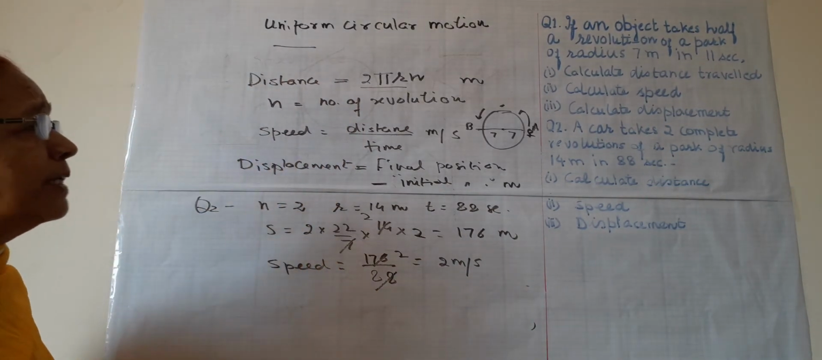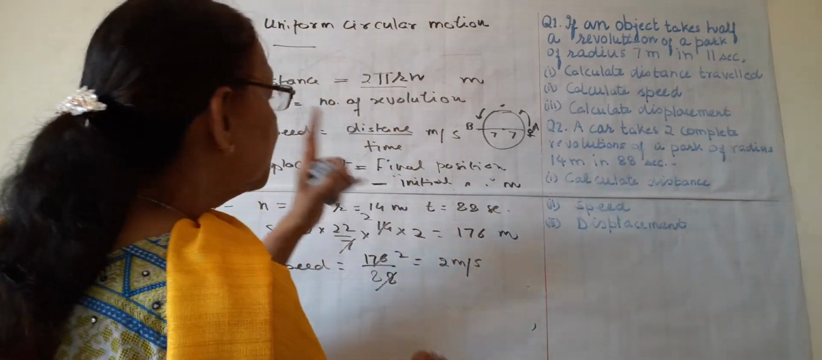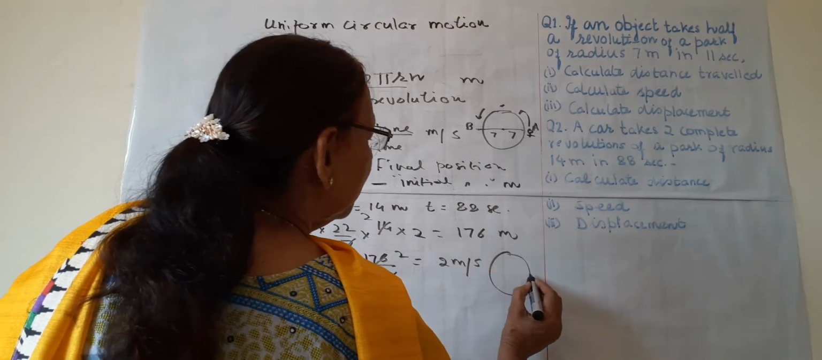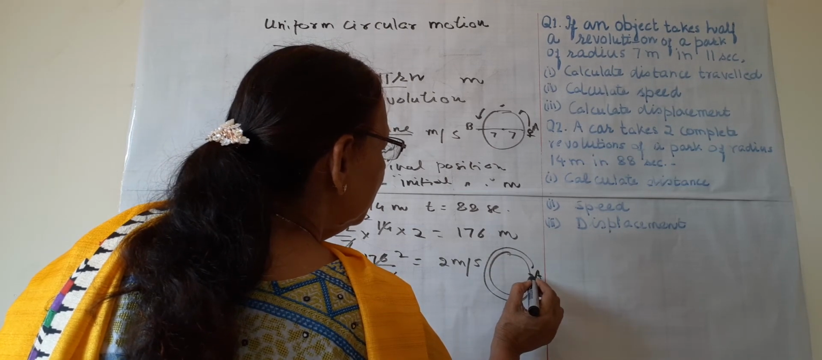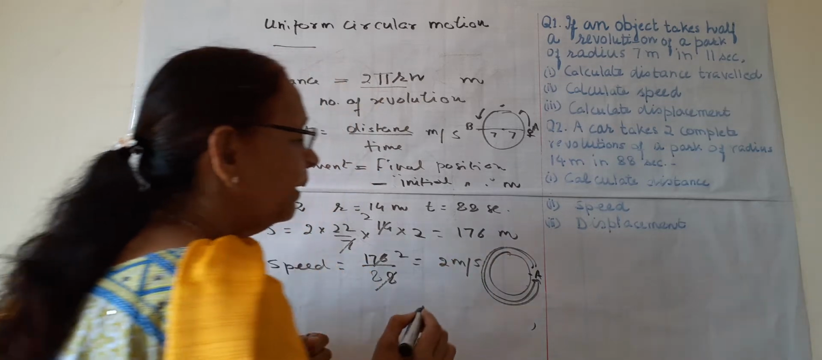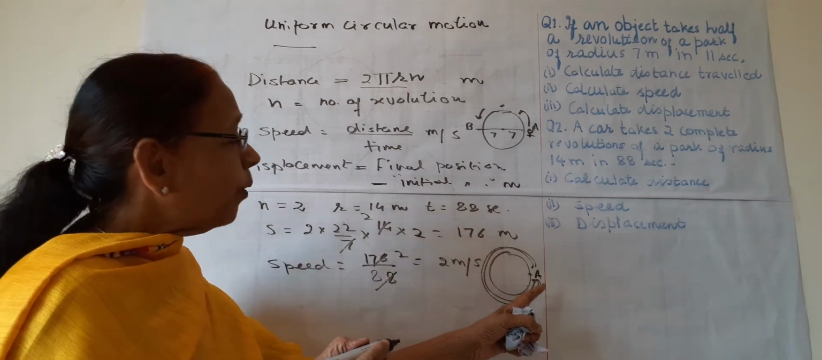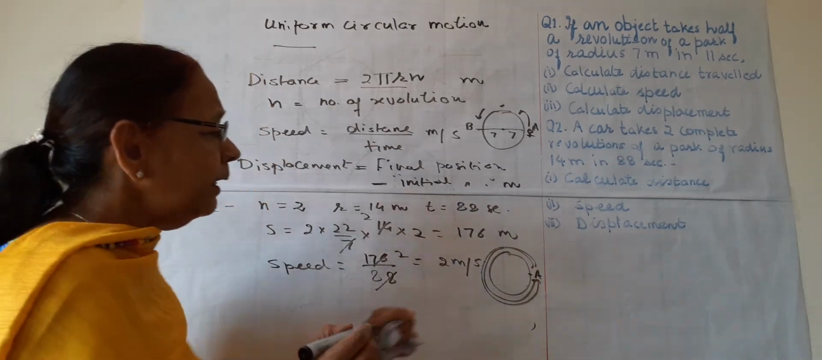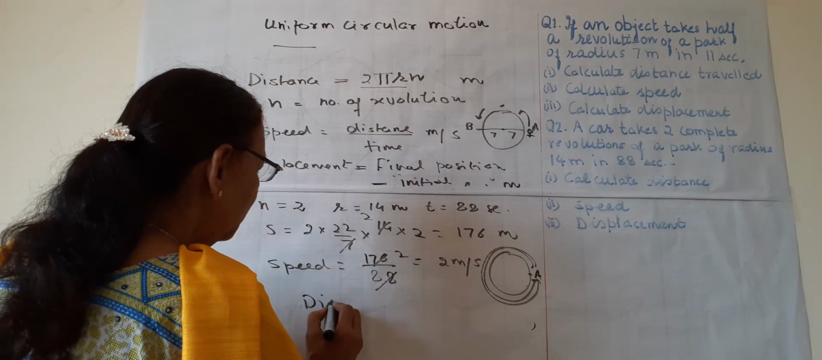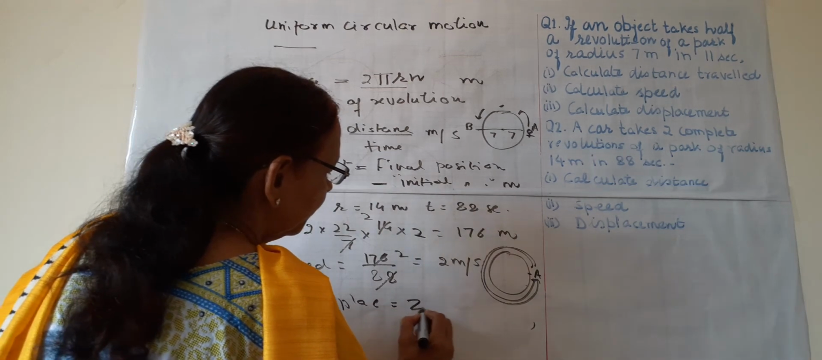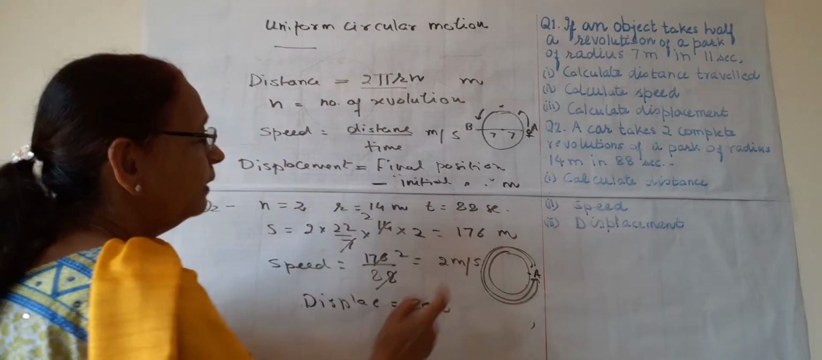Now what is the displacement? The car takes 2 complete revolutions. Suppose this is a park. The car starts from here, point A. This is 1 complete revolution and this is the second complete revolution. So after 88 seconds, the car comes back to point A. So what will be the displacement? Final position minus initial position. Both the positions are the same. So displacement will be 0. No displacement is there as both the positions coincide with each other.